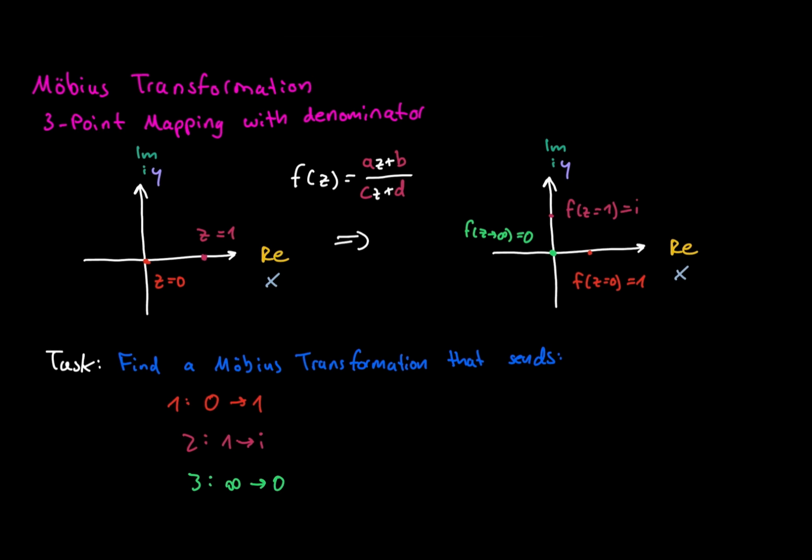Today we solve our first full three-point Möbius transformation. We want a function such that f(0) = 1, f(1) = i, and f(∞) = 0. This time, infinity does not stay at infinity. So unlike the previous video, the function will not reduce to a simple linear function.